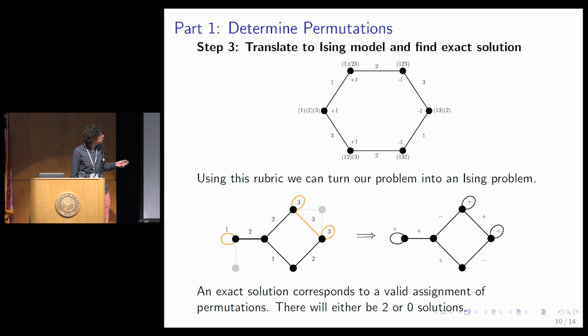And you can see why that's true, because if you have an edge labeled by 2, then it requires that the numbers assigned to those vertices must differ. And if I have an edge labeled by a 3 or a 1, then they must be the same. And so an exact solution to this Ising problem corresponds to a valid assignment of permutations, which would remove all of these 2's. And this is easy to do, and there will either be 2 solutions or no solutions. If there are no solutions, we can claim that our Hamiltonian is not stochastic. If there are 2, we can continue.